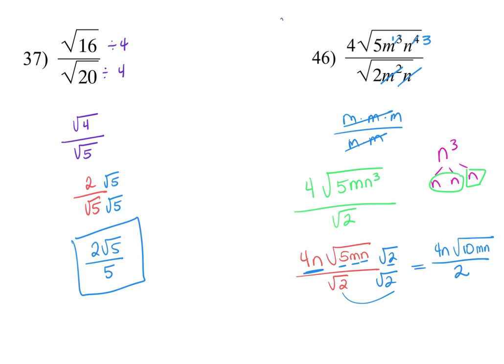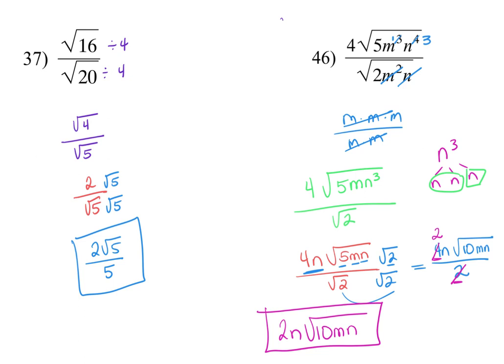I now have an outside and an outside that looks like it will reduce, right? Everybody see that? The 4 is on the outside. The 2 is now on the outside. 4 and 2 reduce. 4 divided by 2 is just 2, right? 1 on bottom, you don't have to write. If your 1 is the only thing on top, you have to write him. But if a 1 is the only thing on the bottom, you don't have to. So my final answer is going to be this 2n on the outside and 10mn left on the inside. And that's my answer there.